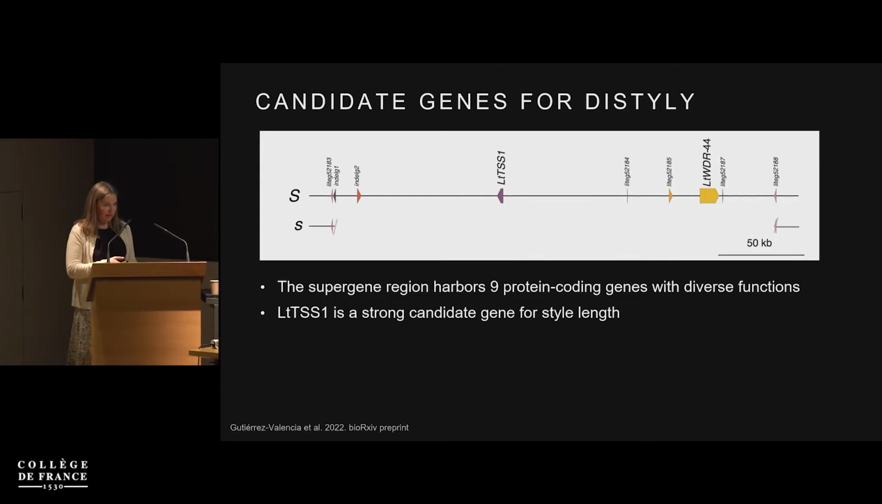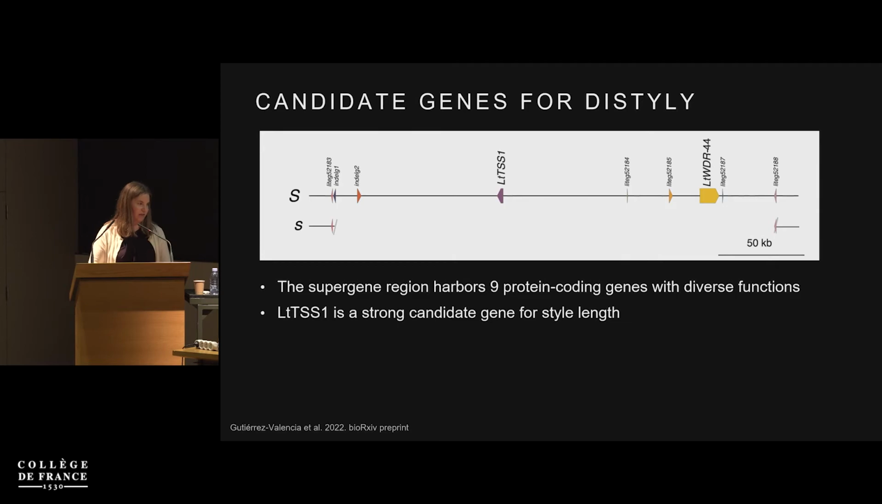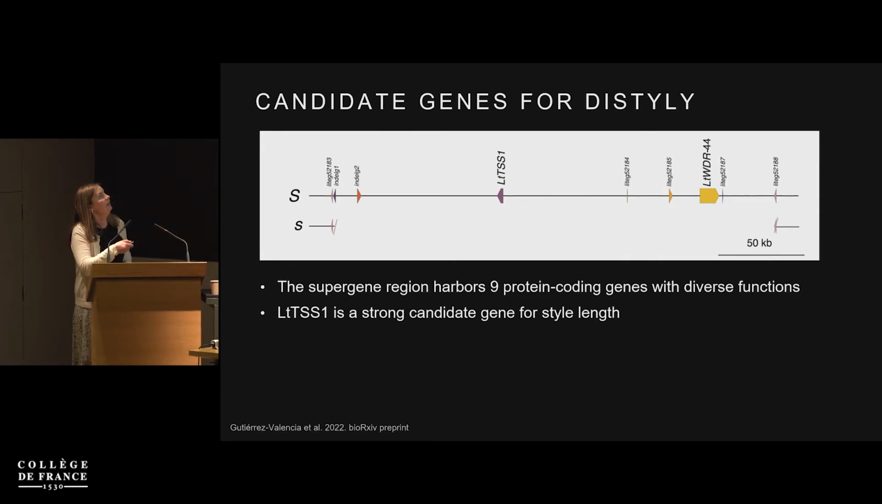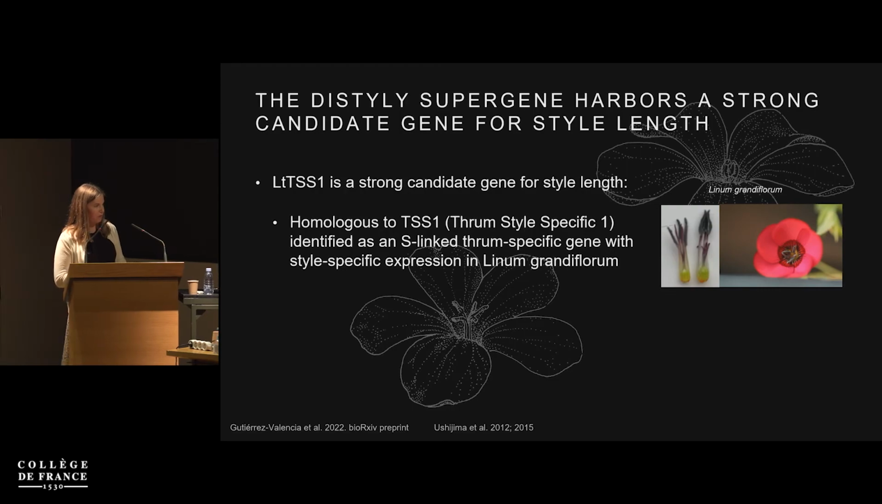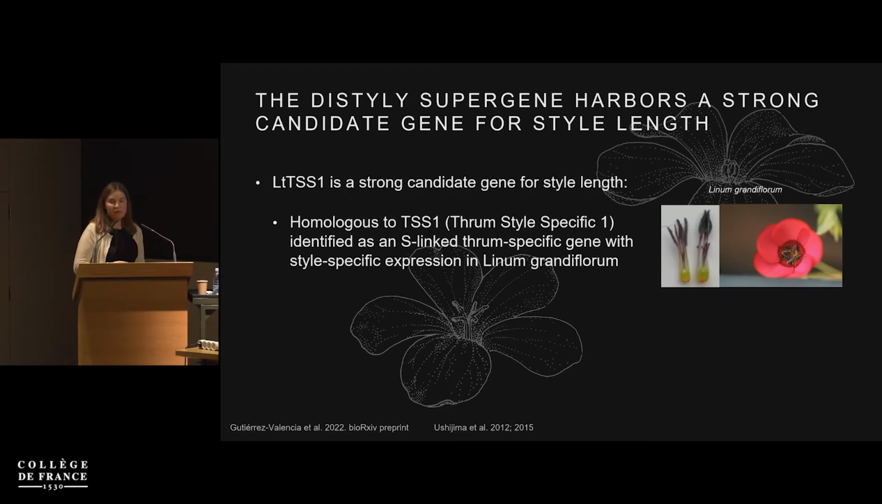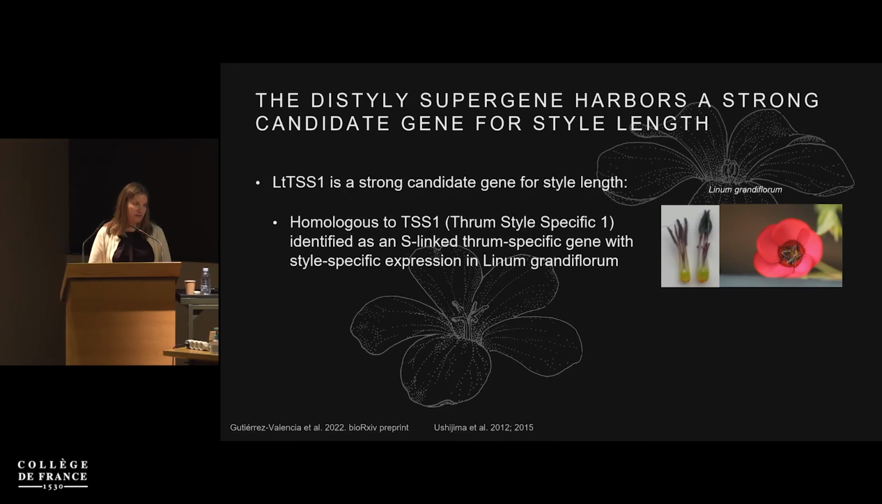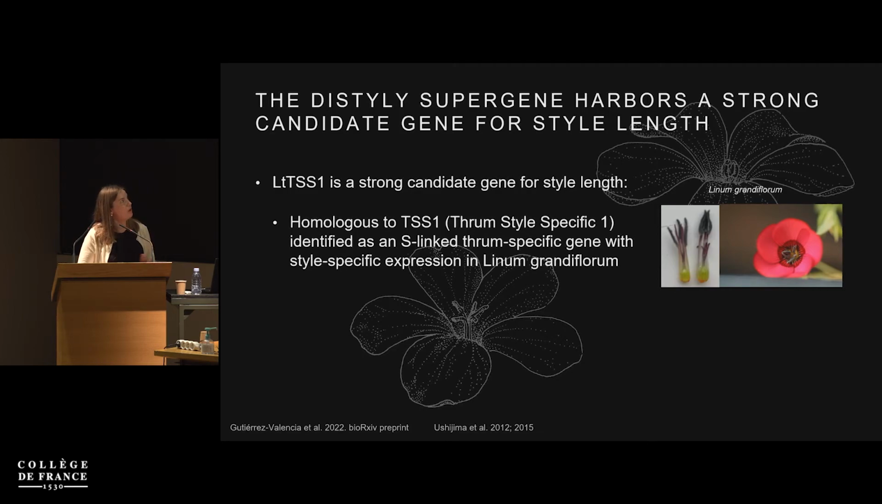The most striking candidate gene that we have in this region is this gene here, LtTSS1. And this is a very strong candidate gene for style length polymorphism for several reasons. So first of all, this gene is homologous to a previously identified gene called TsTSS1, Thrum style-specific 1, that was identified as a thrum-specific gene with style-specific expression in this species, Linum grandiflorum.